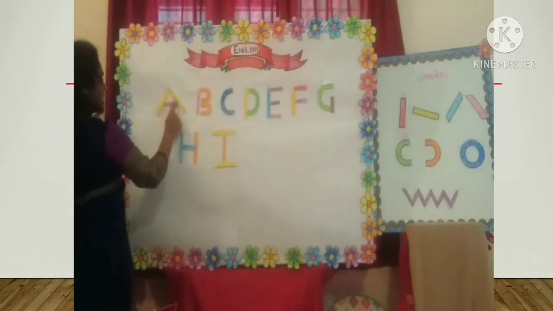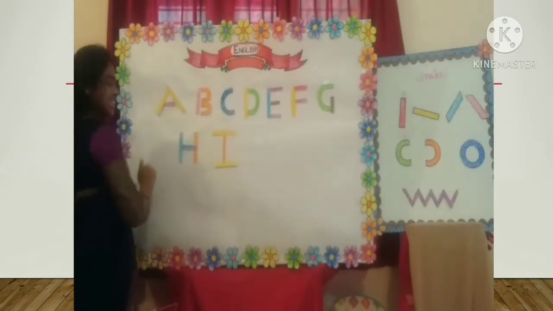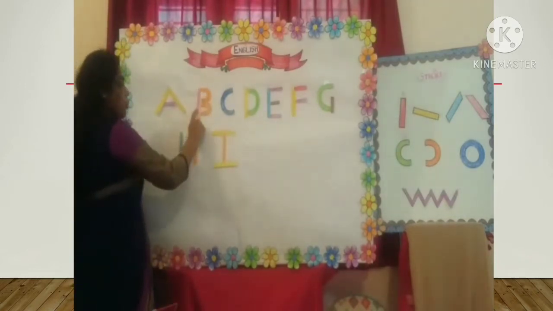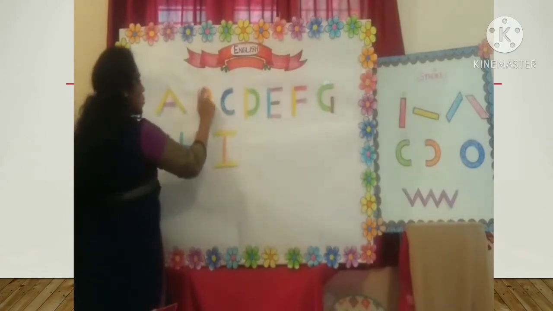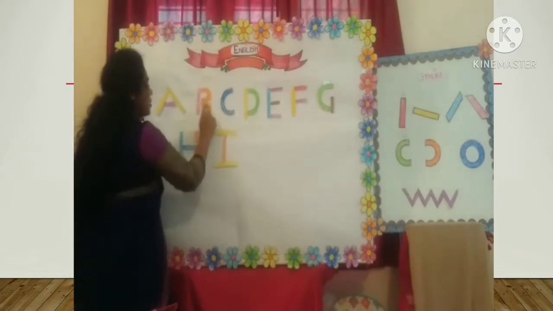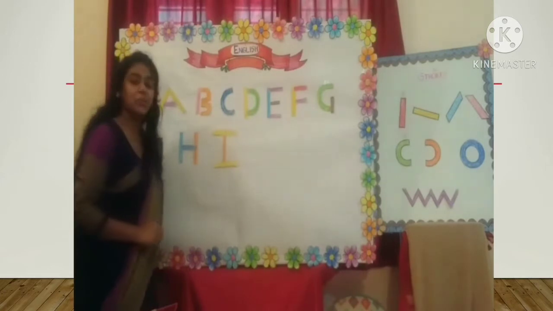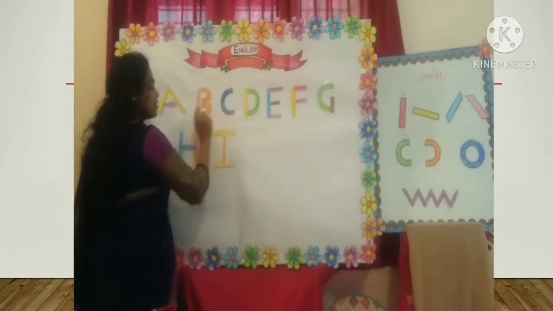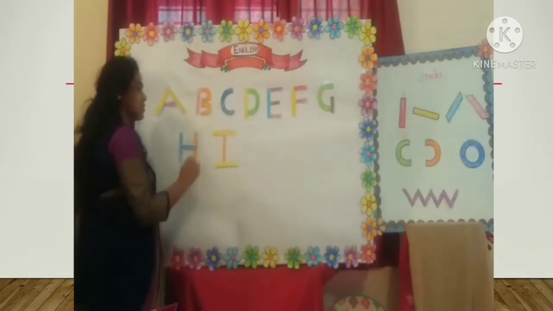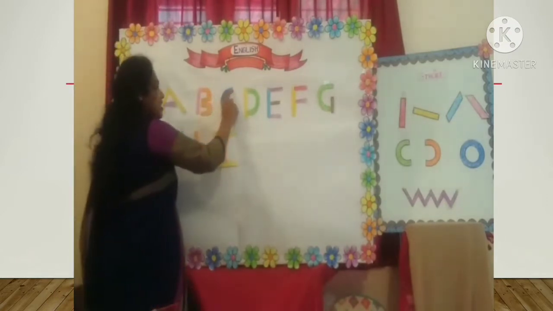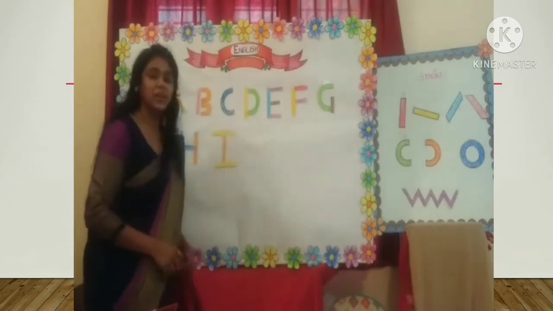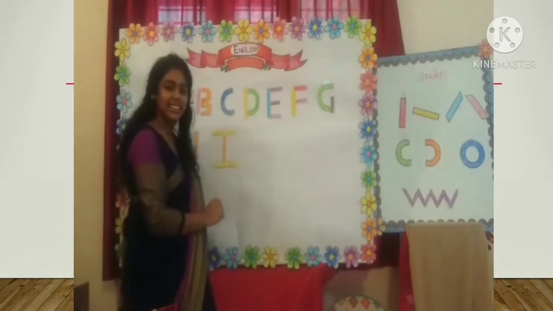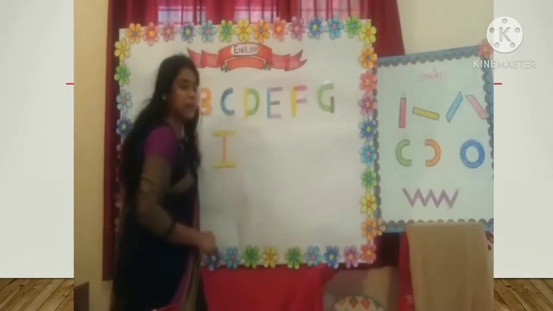Slanting line, slanting line, and sleeping line makes letter A. One standing line, one left curve, and one more left curve makes B. One left curve and one right curve makes letter C. One standing line and left curve makes letter D.